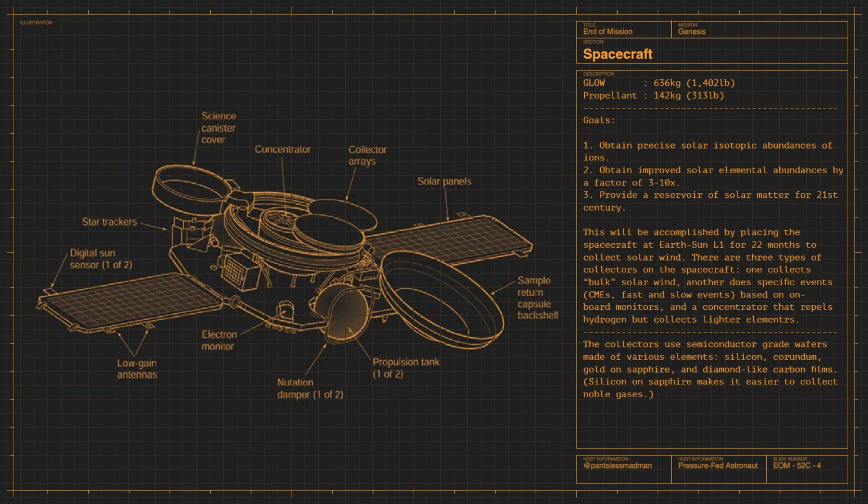Because remember, most of the sample collection and what we know about it is from other spacecraft that are just hit by the stuff. This is actually collecting the dust and bringing it back. So it's like when you drive down the road and all the kids are throwing rocks at you, and you're now grabbing the bucket to collect all those rocks. Yeah, now you're collecting them. And then provide a reservoir of solar matter for the 21st century.